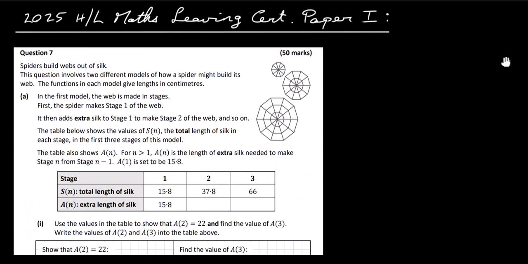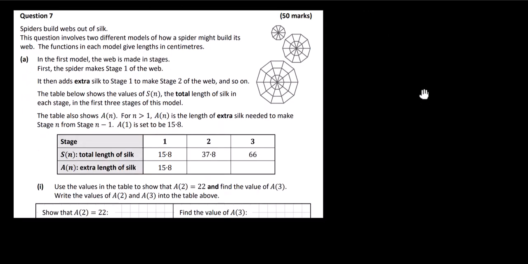Okay, so this is 2025 Higher Level Maths Leaving Cert Paper 1, question 7a. Spiders build webs out of silk. This question involves two different models of how a spider might build its web. The functions in each model give length in centimeters.